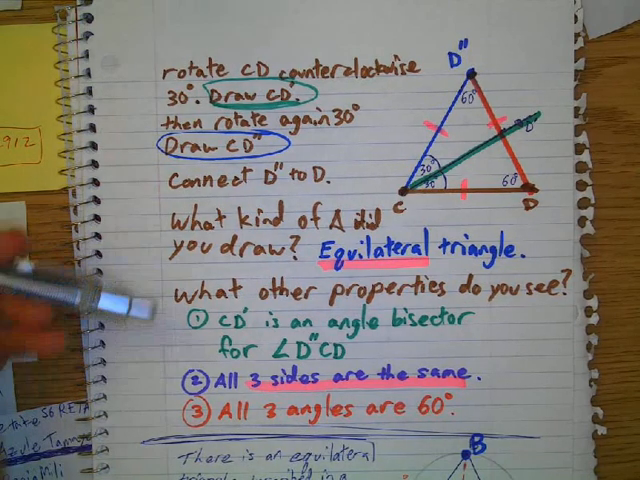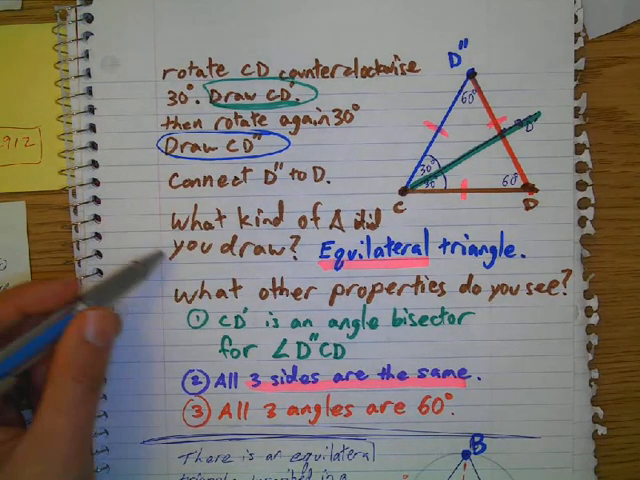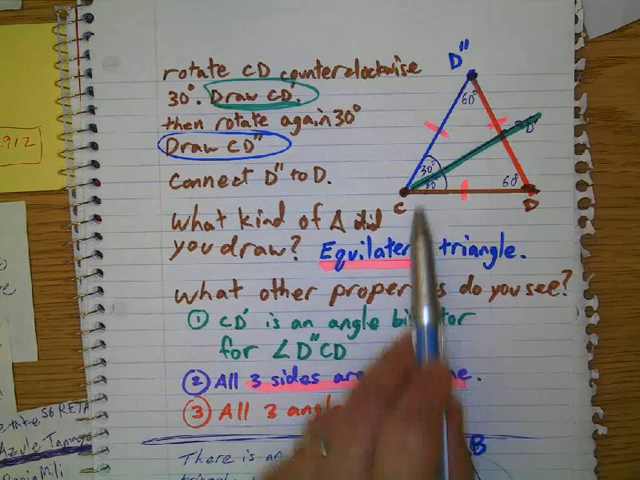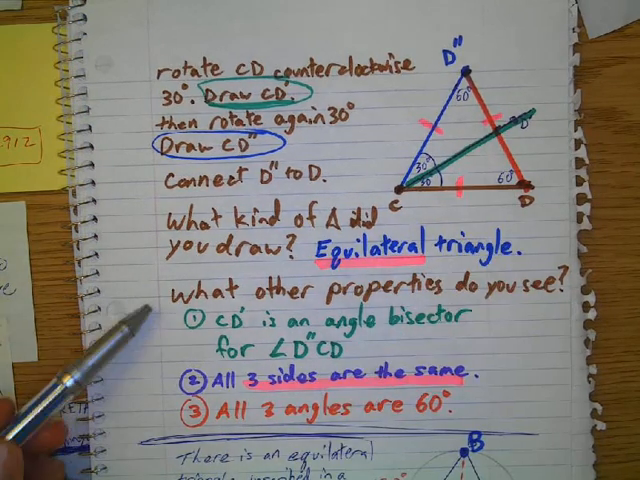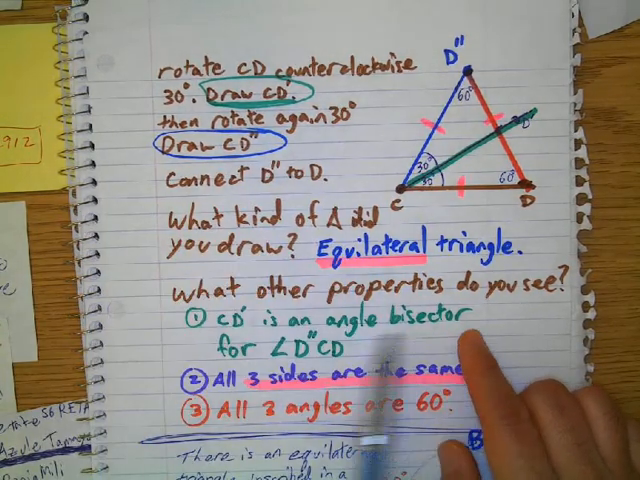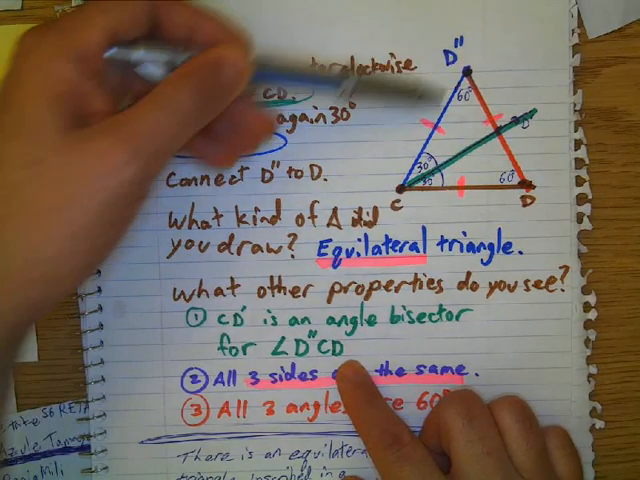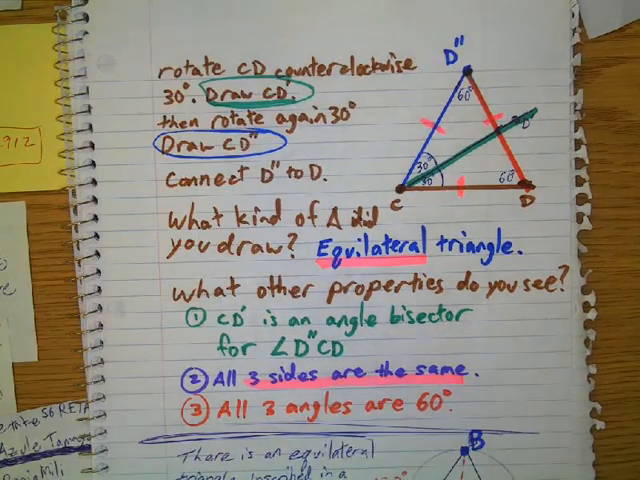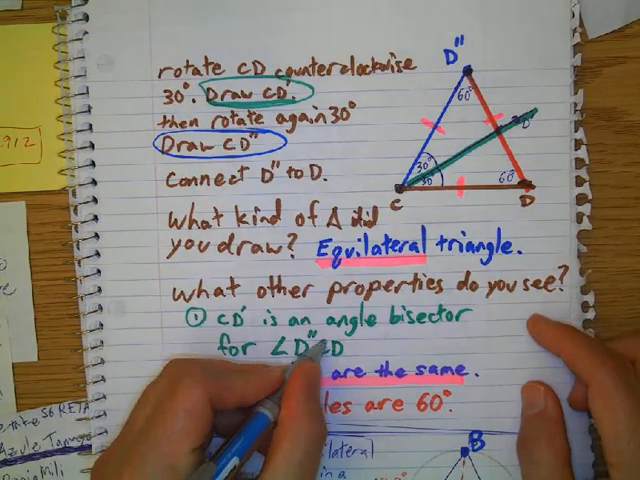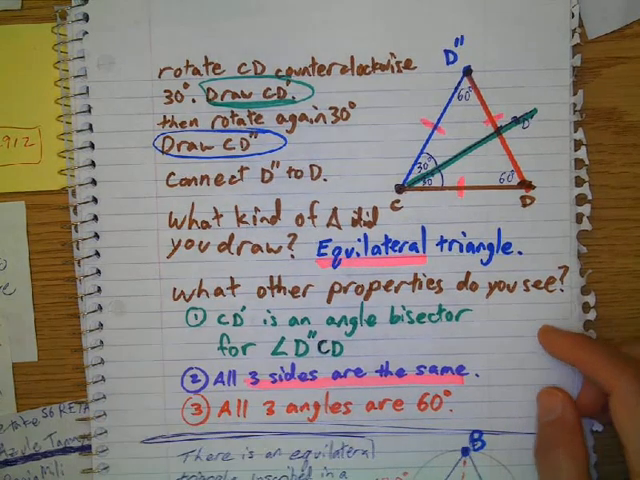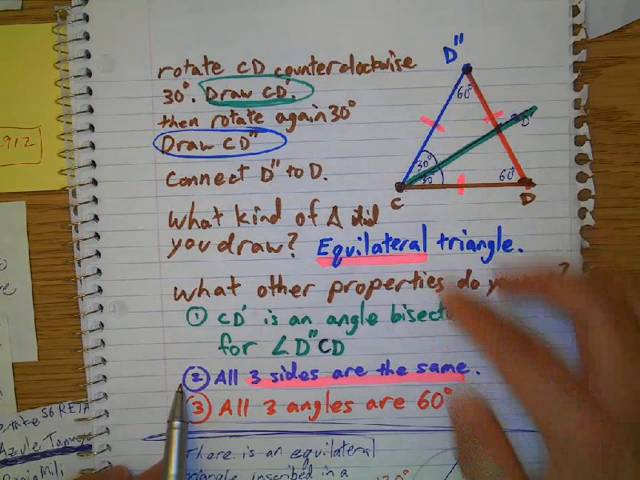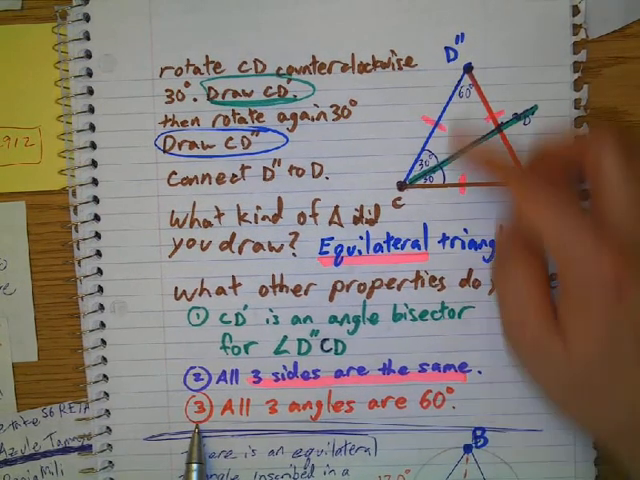Okay, so what kind of triangle did we end up drawing? If I connect D double prime to D, we end up with an equilateral triangle. These sides are all the same. What other properties do we see? We can see that the green line here is an angle bisector for D double prime C D. Now the letter in the middle of the angle is always going to be the center point of our angle. Okay, all three sides are the same length. All three angles are 60 degrees.